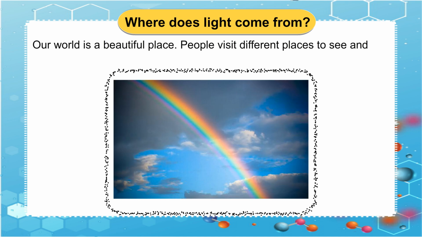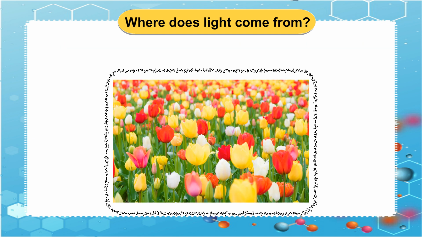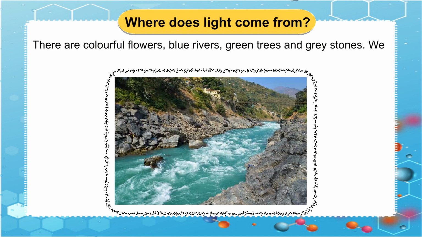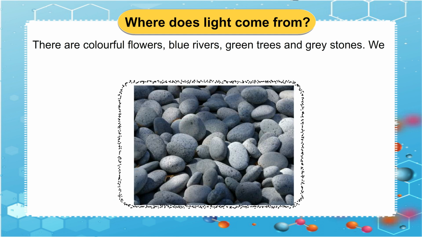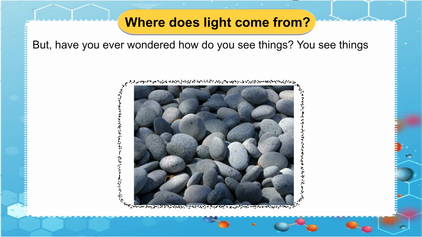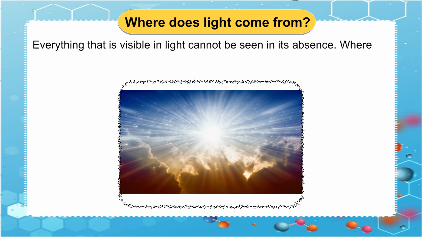Our world is a beautiful place. People visit different places to see and experience the beauty of nature. There are colorful flowers, blue rivers, green trees and grey stones. We cannot imagine our lives without seeing things. But, have you ever wondered how you see things? You see things with your eyes and with the help of light. Everything that is visible in light cannot be seen in its absence.